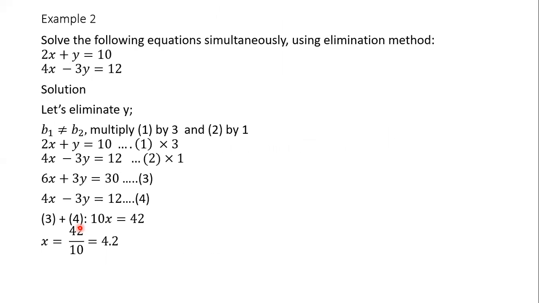Now let's move on to the second example. Solve the following equations simultaneously using elimination method. Now here we have 2x plus y equal to 10, and 4x minus 2y equal to 12.